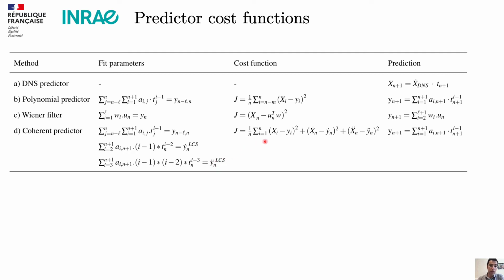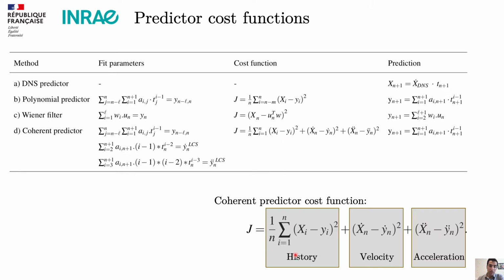Therefore, the cost function that should be minimized is a combination of history, velocity, and acceleration. Velocity and acceleration are obtained from your coherent motions, and history is obtained from your target particle.